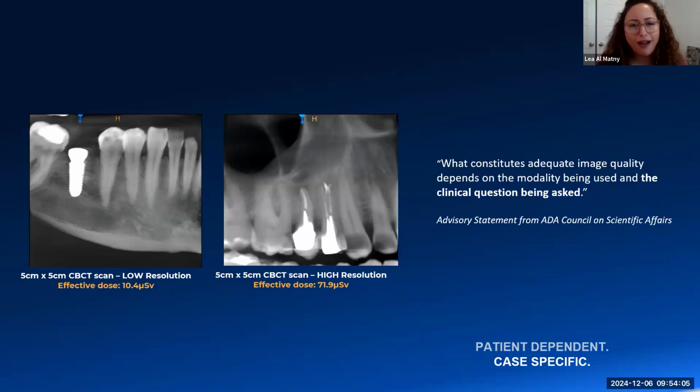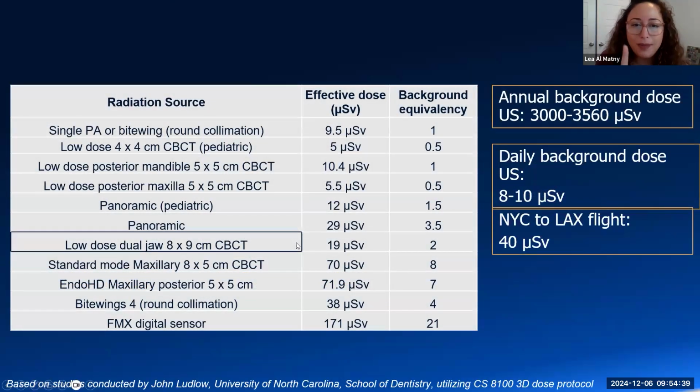So if you're taking a high resolution scan and you expect to see signs of a fracture, root resorption, communication with the sinus, then you're going to need a higher resolution. And that effective dose is around 70 microsieverts, 72 microsieverts. Whereas if you're taking a low dose CBCT scan, for example, in this case, a 5x5 low-dose CBCT scan is 10 microsieverts. As a reference, every periapical X-ray is approximately 10 microsieverts or 9.5 microsieverts.